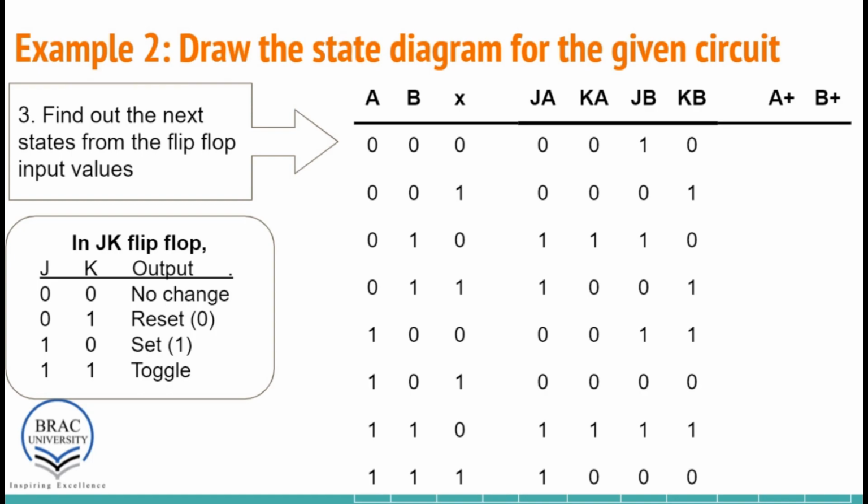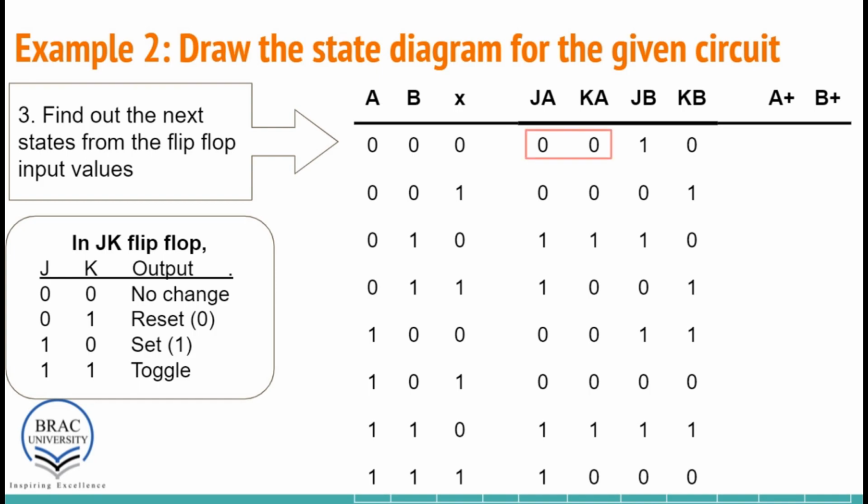When the value of JK is 0, 1, it basically follows reset, which means the next state will always be 0. When the value for JK is 1, 0, it follows set, which means our next state will be 1. And finally, when our value for JK is 1, 1, it follows the toggle operation, which means the next state will be the opposite of the previous state.